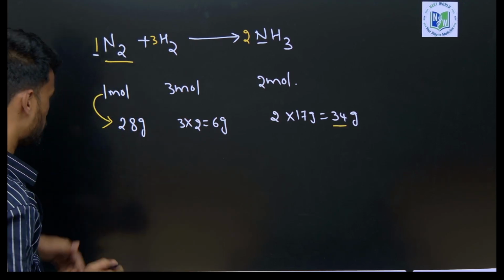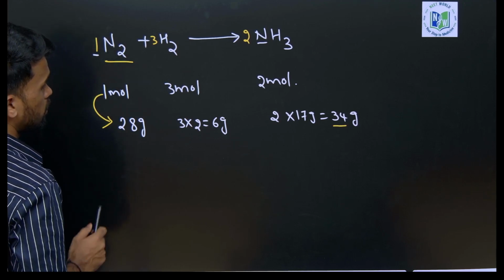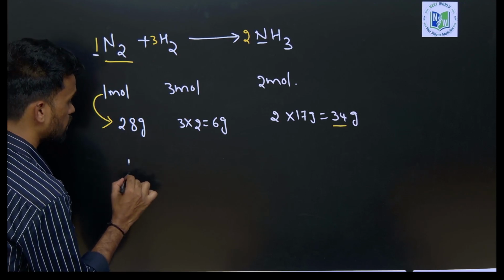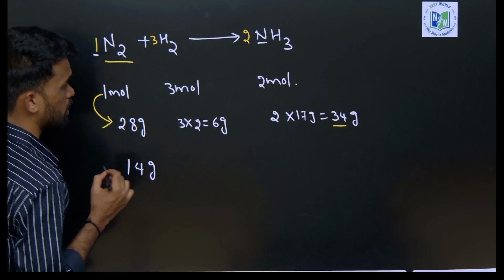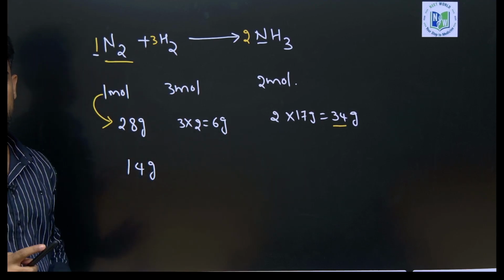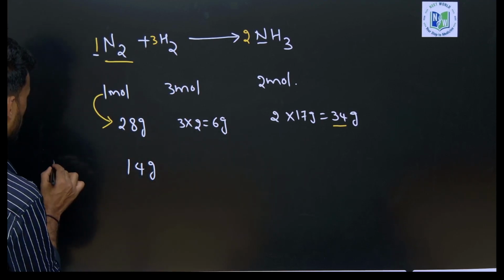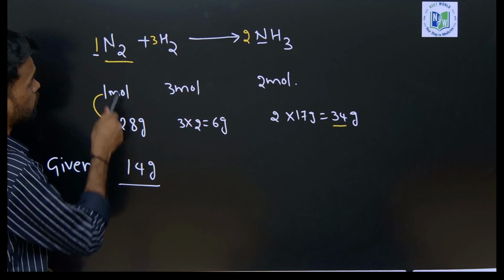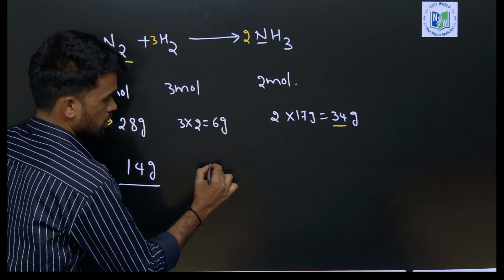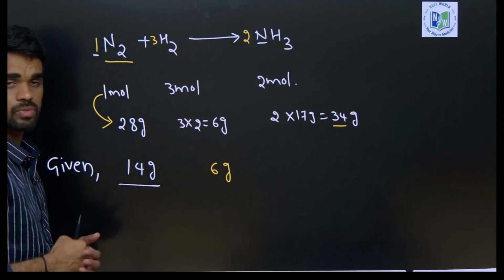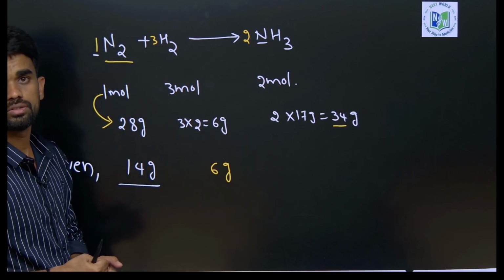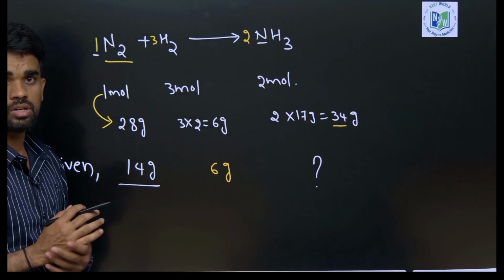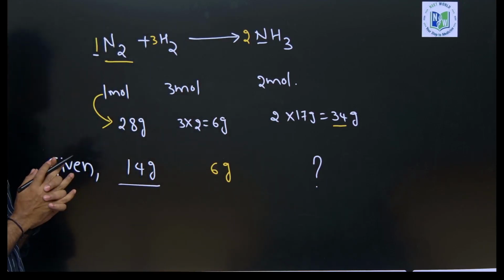Okay, now sometimes instead of giving 28 grams, if you are provided only with 14 grams, what happens to the amount of product? So this is the question I am asking. What is given? Given only 14 grams of N2 and 6 grams of H2. So what is the amount of product formed now? What is the amount of ammonia yielded or produced as per the given equation? So how do we calculate?